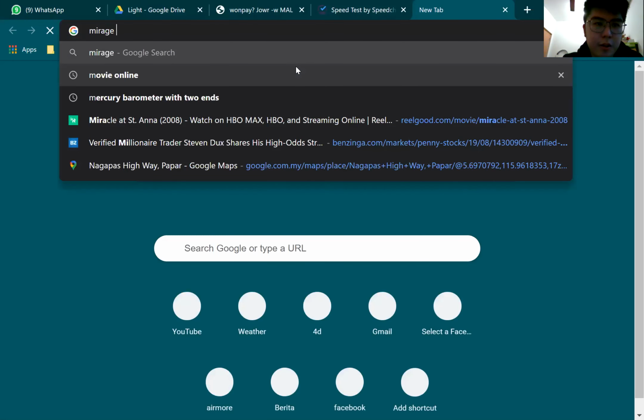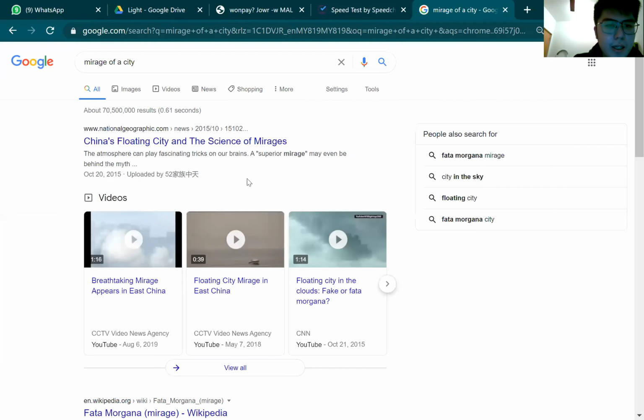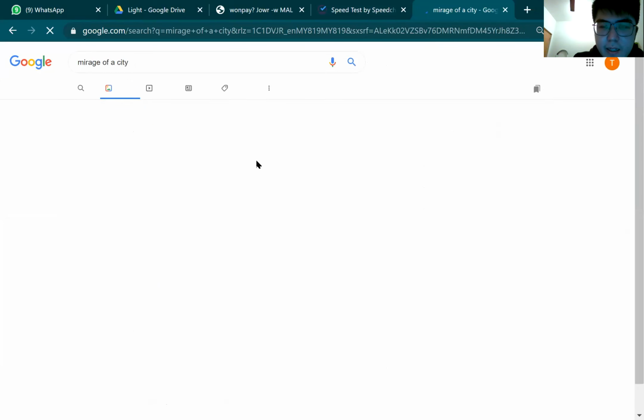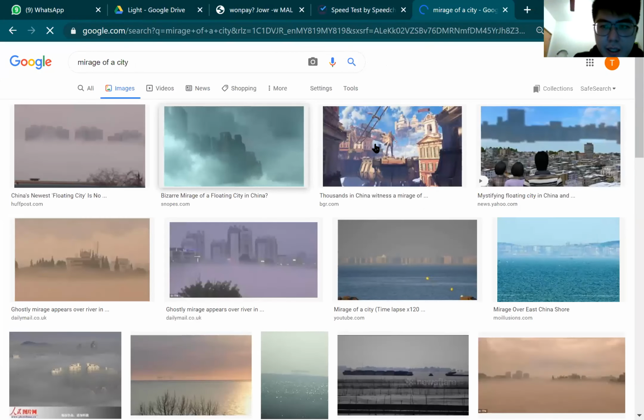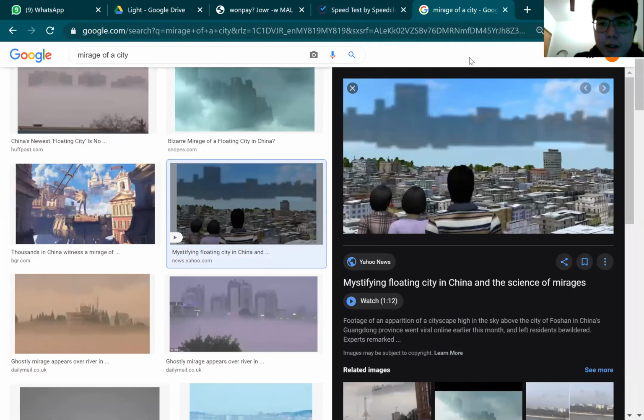I'll show you the mirage of a city. There's actually a real case. I think it was back in, I don't know when now, people saw the reflection and the image of the whole city, like this one. Now you see the picture. This is also caused by mirage. You see on the top right, the city.